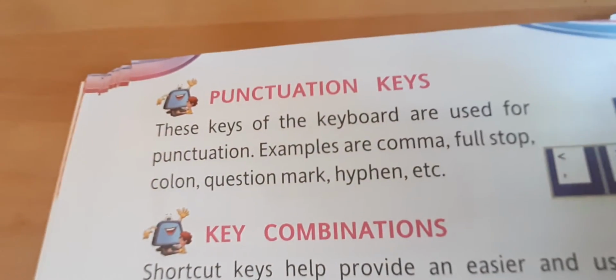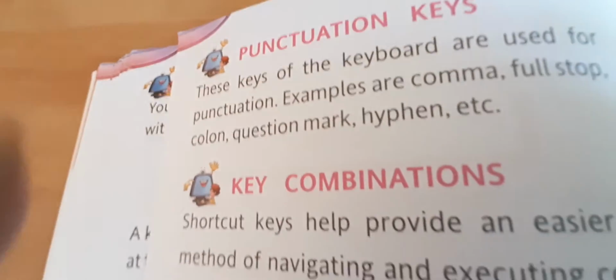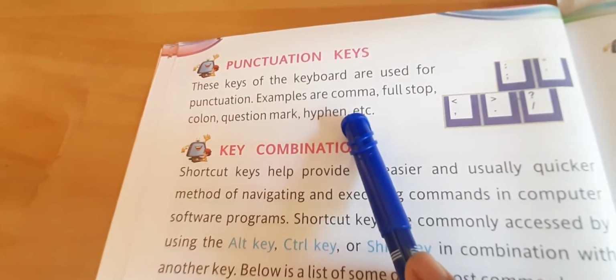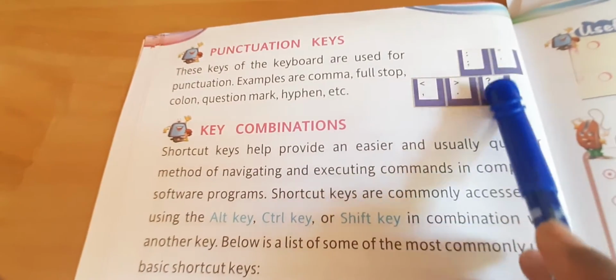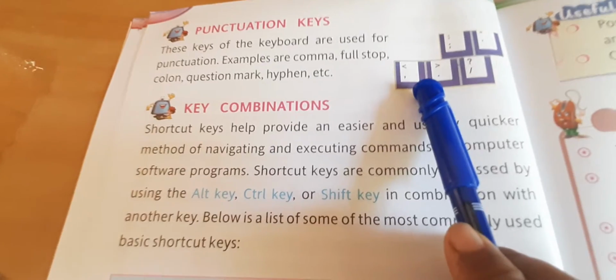Okay, children, then we will move to punctuation keys. These keys of the keyboard are used for punctuation. I have shown you in the previous video the various punctuation keys. Examples are comma, full stop, colon, question mark, hyphen, etc. So these are various punctuation keys and more keys are given in the keyboard.